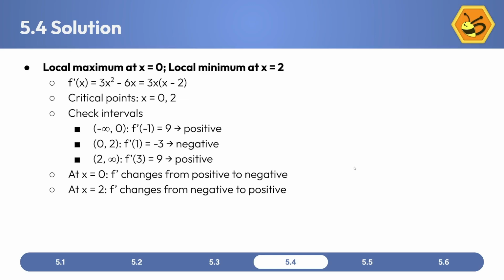So our local max is at x equals 0 and local min is at x equals 2, because we can check our intervals, and we can see at x equals 0 it changes from positive to negative. So that's our local max because it goes from increasing to decreasing. On the other hand, at x equals 2, it goes from negative to positive. And since that's decreasing to increasing, we have a local minimum. So hopefully this makes sense.